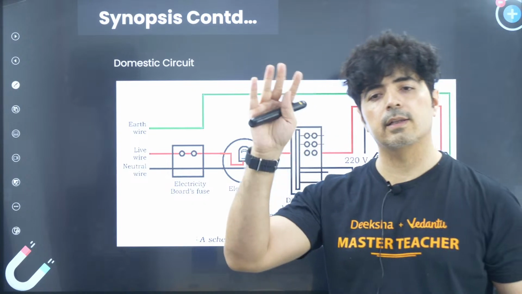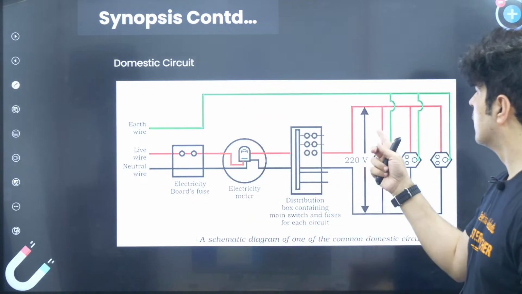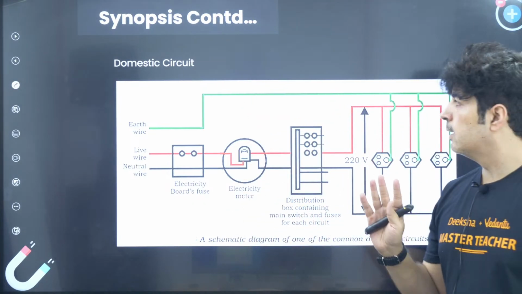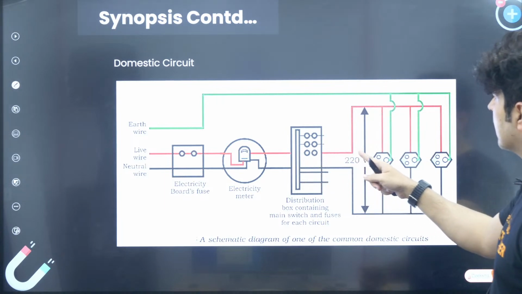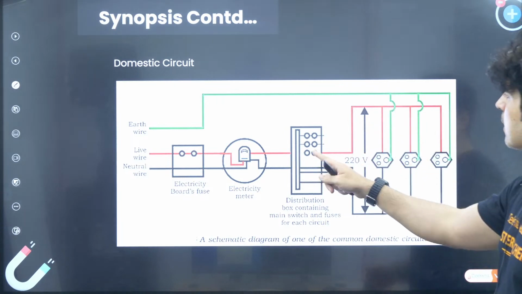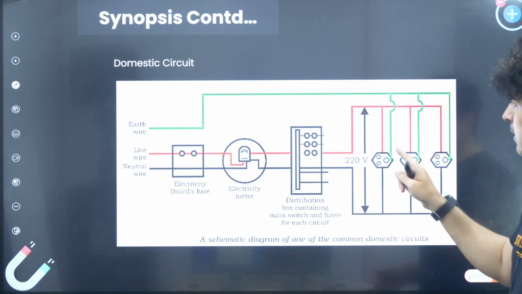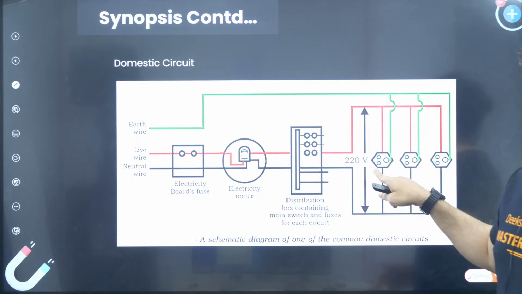It depends on the country. In India, we have a 220 volt supply. So this live wire comes over here and passes the electricity in this. Now let's say this is our appliance, let's say a refrigerator.